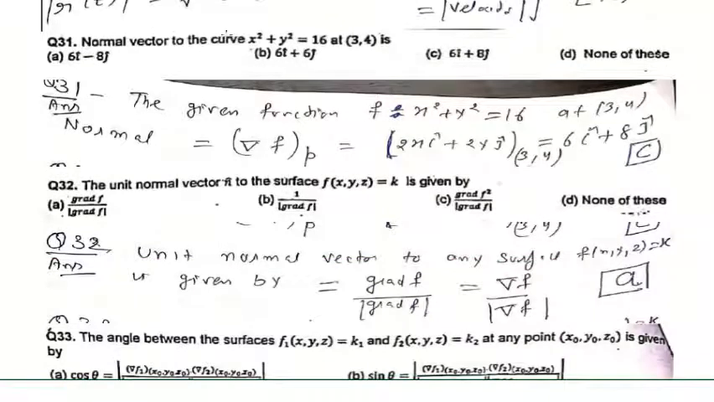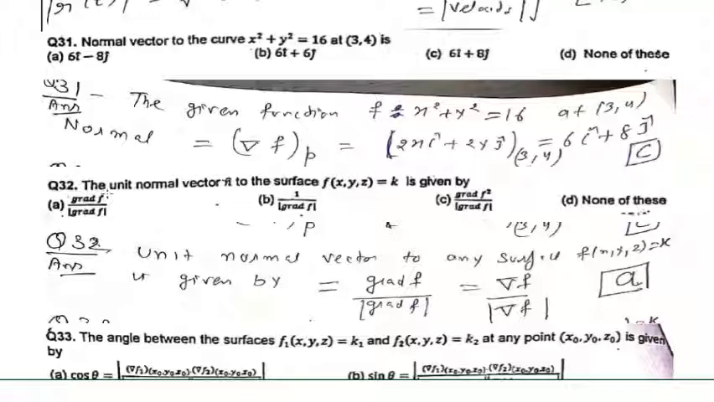Question 31. Normal vector to the given curve. How to calculate normal? By calculating the gradient. How to calculate tangent? By taking the derivative of the position vector. So here calculate the gradient: its derivative with respect to x is 2x, its derivative with respect to y is 2y. It is 2x i plus 2y j. Substitute the point x equals 3 and y equals 4. You get 3 into 2 is 6, 4 into 2 is 8, so 6i plus 8j. So C is the correct option.